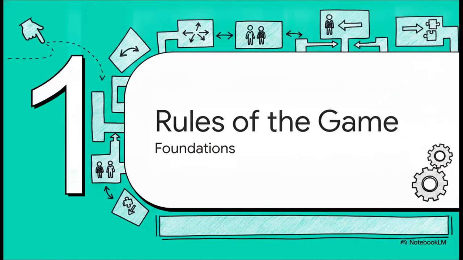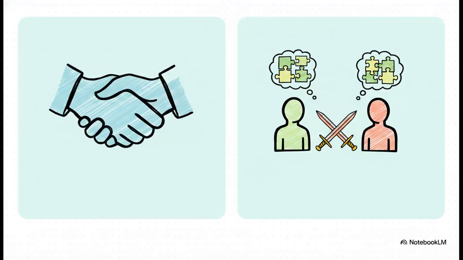Starting off with Section 1, the rules of the game. First things first, we've got to draw a hard line between cooperative and non-cooperative games. Cooperative games are all about binding agreements. Think legal contracts that literally force players to stick to a plan. But our focus in Block 7 is non-cooperative game theory.